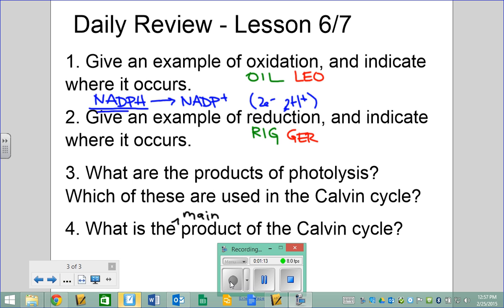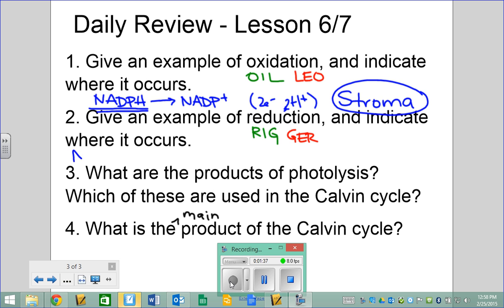Now, where does this happen? This got made in the first part of photosynthesis, and it gets used in the second part. So if I'd like to say where that happens, it happens in the stroma. Now, when we talk about cell respiration, we'll talk about these same processes and where in the mitochondria it happens.